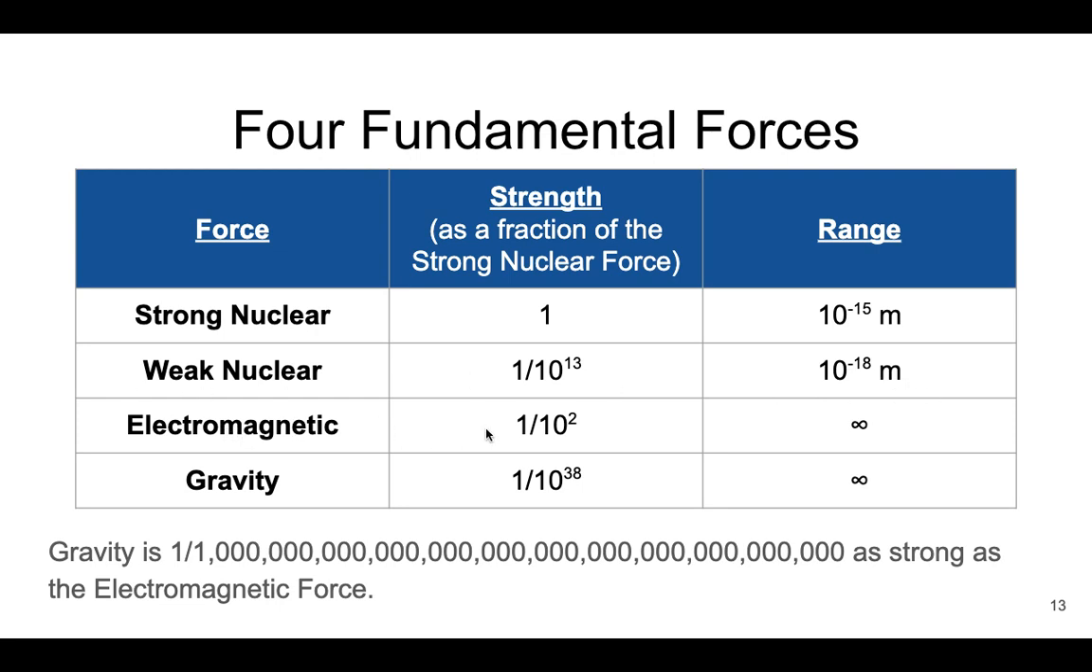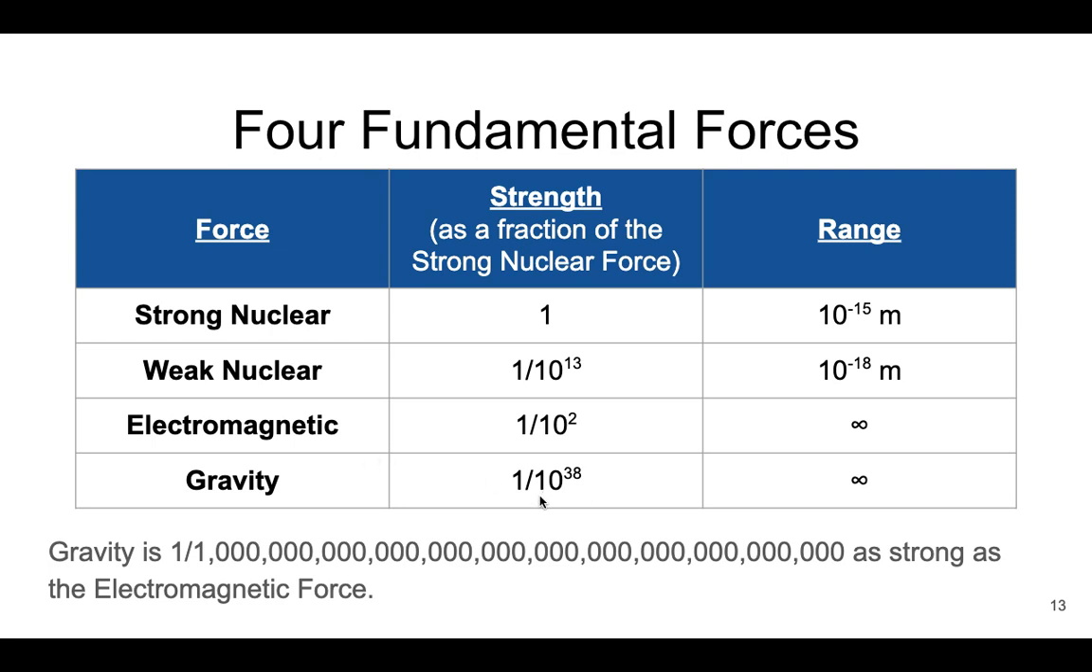Now you get to the electromagnetic force. So the electromagnetic force is about 1 over 10 squared. So it's about 1/100th as strong as the strong force. And its range is infinite. So if you take 2 charges, put them anywhere in the universe, they will exert a force on each other. It gets to be fairly weak as they get far away, but yeah, they will always have a force. The range of the electromagnetic force is infinite. And then you get to gravity.